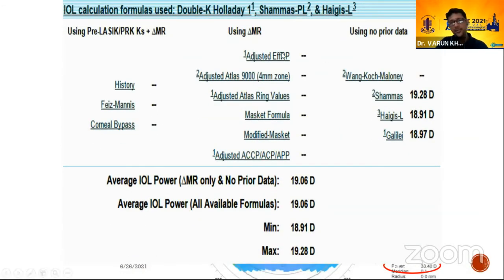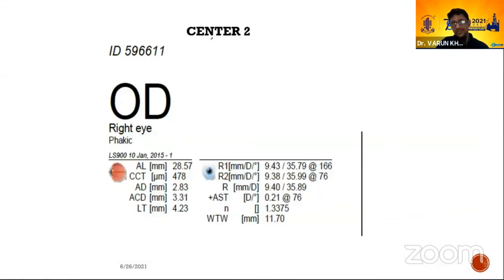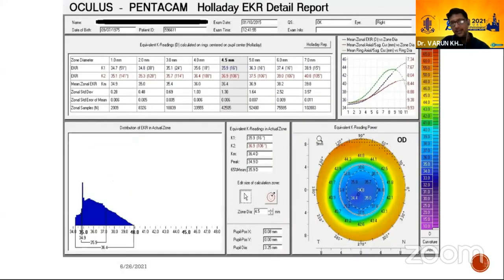As you can see, we don't have any prior K data. So only the non-K dependent formulas were engaged, and we got a value of 19 diopters. Then the patient visited the second center where this was the biometric value from the Haag-Streit or the Lenstar. And we had the Pentacam there.